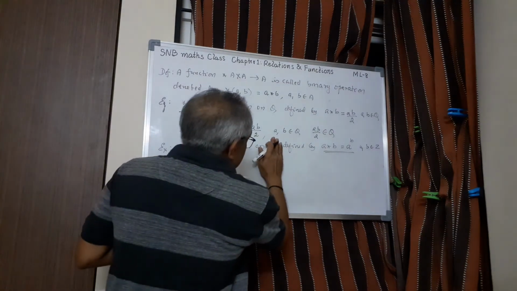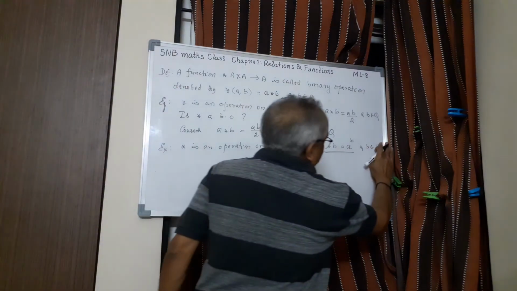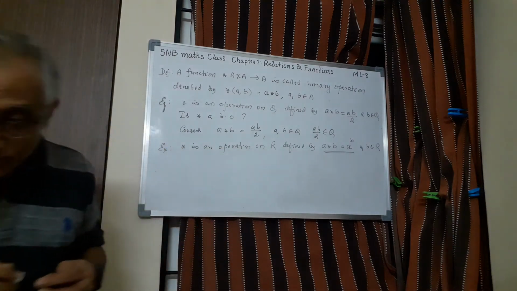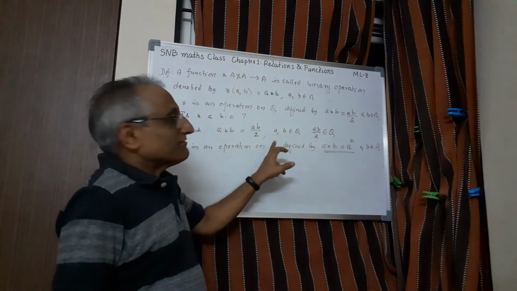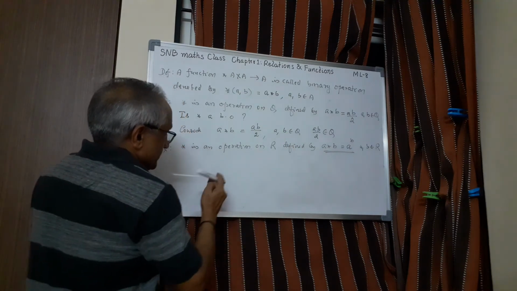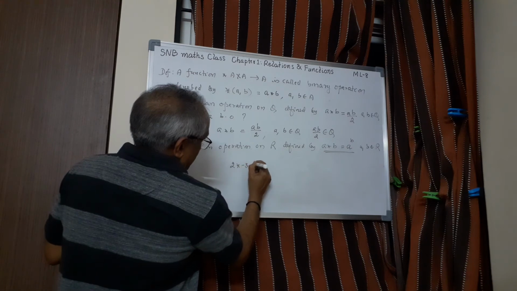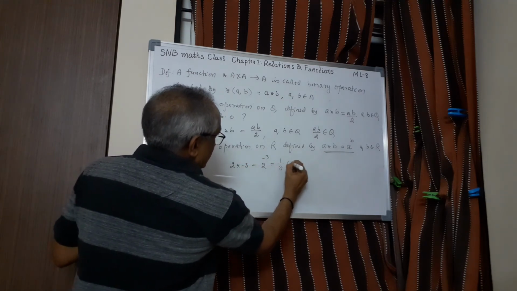Say I will change this to R. Is it binary? Now you may think it is binary because in R even fractions are there. For example, if you take 2 star minus 3, definitely it is 2 power minus 3, it is 1 by 8, so definitely it is in R.